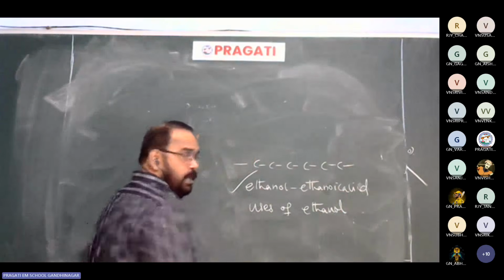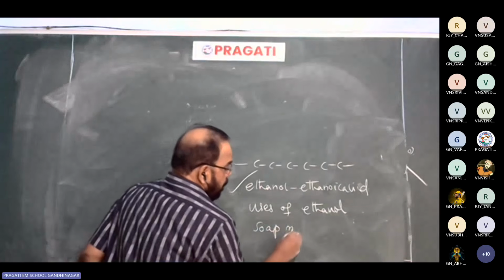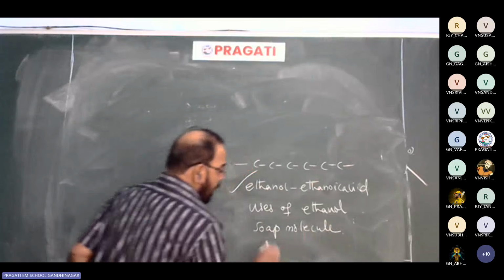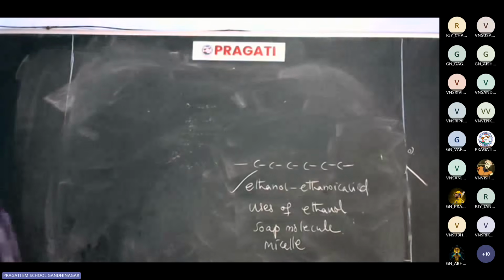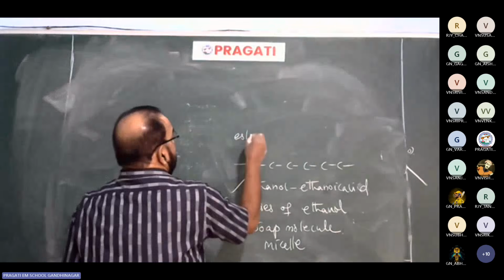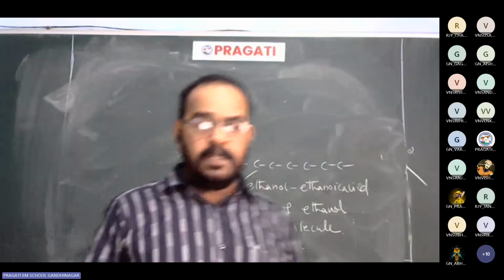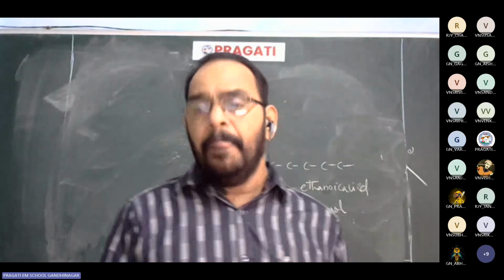Ethanol, ethanoic acid, their properties, and uses of both: uses of ethanol and uses of ethanoic acid. Next, soap molecule, the structure of soap molecule and the structure of micelle. We cannot say much about the structure as there is not much time, so I'm writing this one. After that, study what is a micelle, and the difference between esterification and saponification. One example also you need to study.